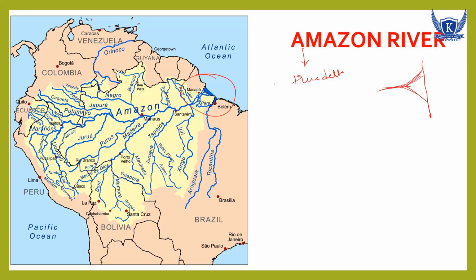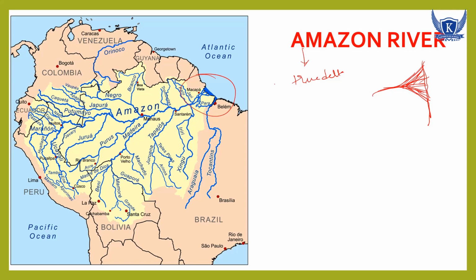When the distributaries form a fan-like structure, it creates a delta at the mouth of the river, where it joins the ocean. Along with the water, the river is carrying a lot of silt. So here it will be forming a delta.